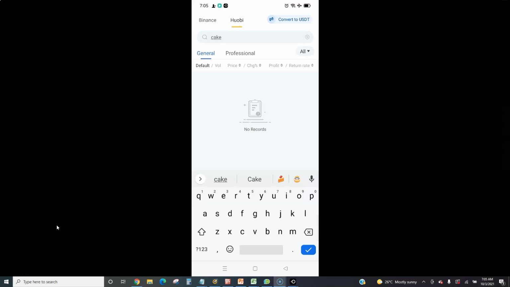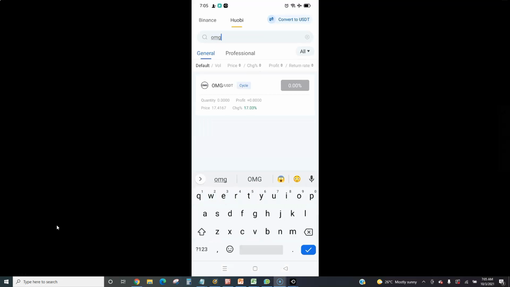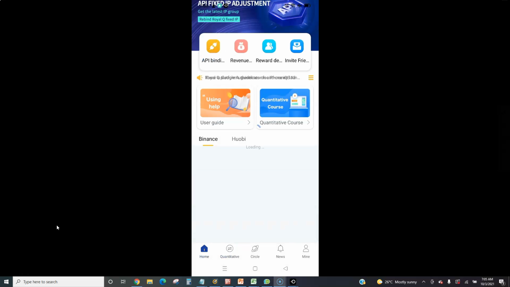There are some coins that will be on Huobi that will not be on Binance. There are some coins that will be on Binance that will not be on Huobi. Example is BNB now. BNB is a Binance coin. We don't expect BNB to be on other exchanges because it is their coin. It can only be on their website. So let's search for OMG. As you can see, OMG is on Huobi, but 0.16%.